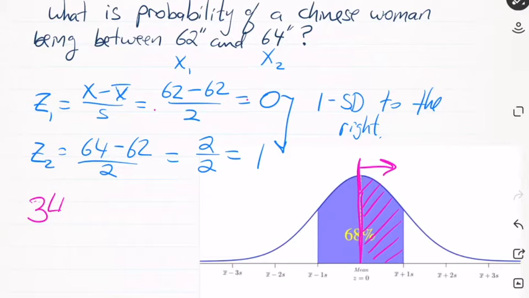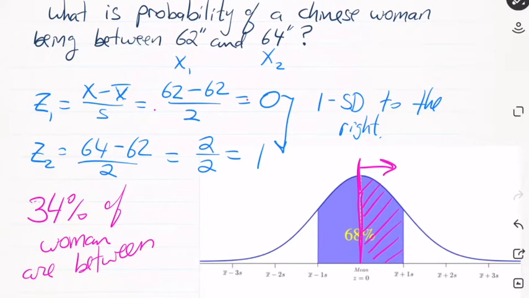So this would be 34% of women are between 62 inches and 64 inches. And that would be the answer to our question.